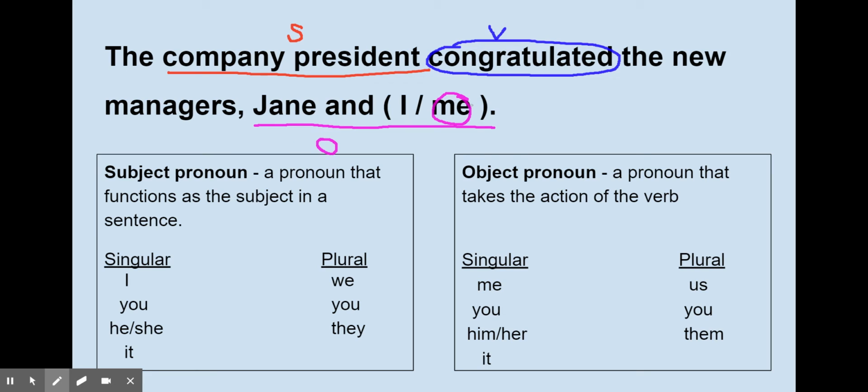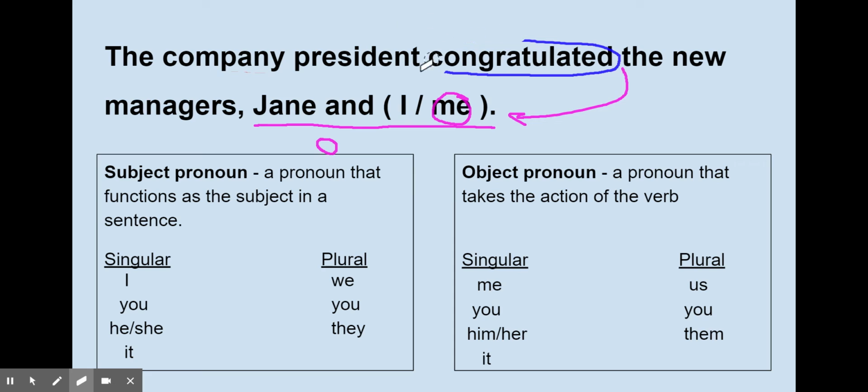So that kind of goes against what we're used to hearing in our ears, but grammatically, I know this is correct, right? Because Jane and me are the ones receiving the congratulations. So that means that's the object of the sentence. Now, there is a shortcut. So let me show you guys.